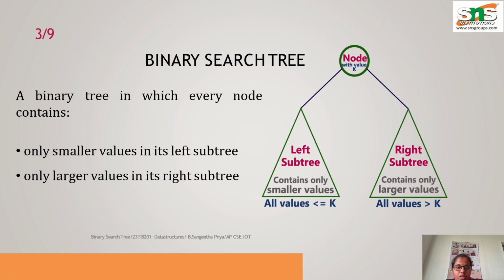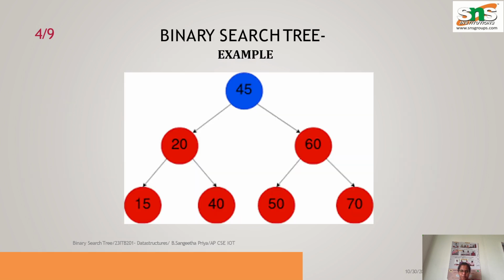In the binary search tree, only smaller values should be in the left subtree and only larger values should be in the right subtree. As shown in the diagram, the root node has the value k, the left subtree contains only smaller values, and the right subtree contains only the larger values, all values greater than k.